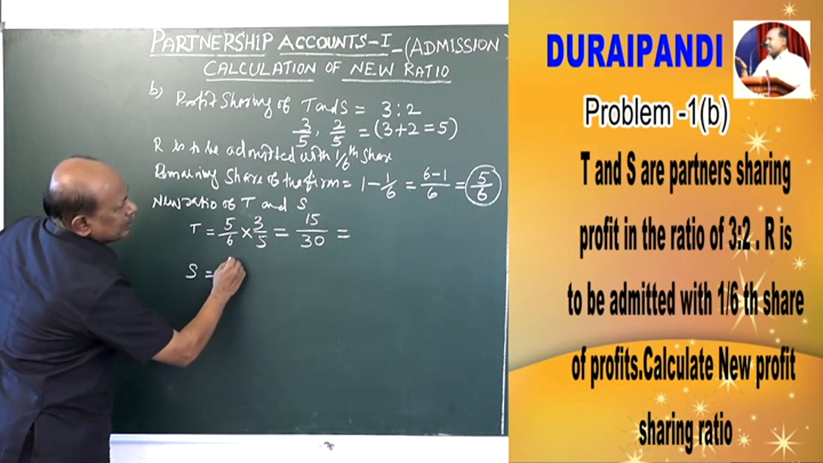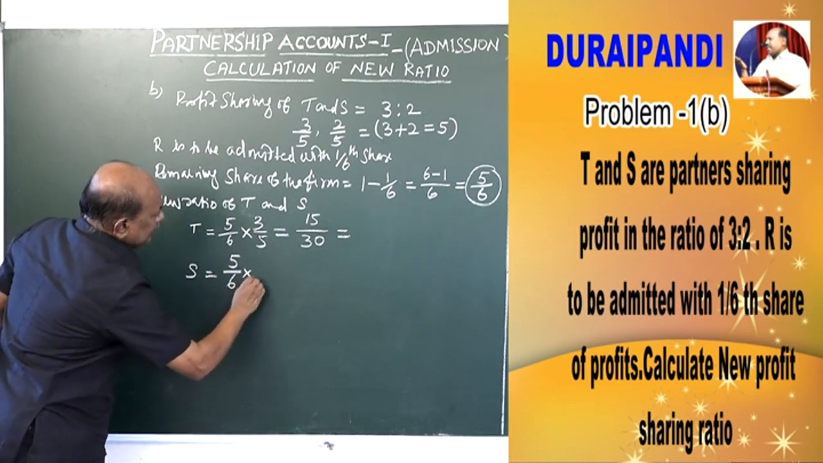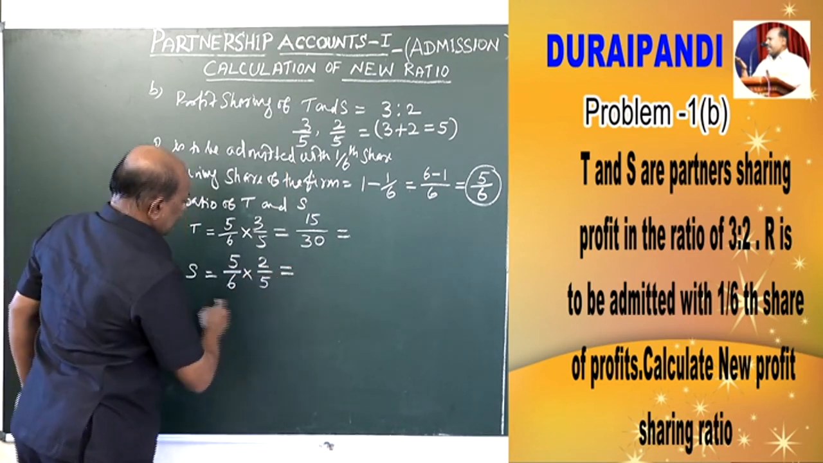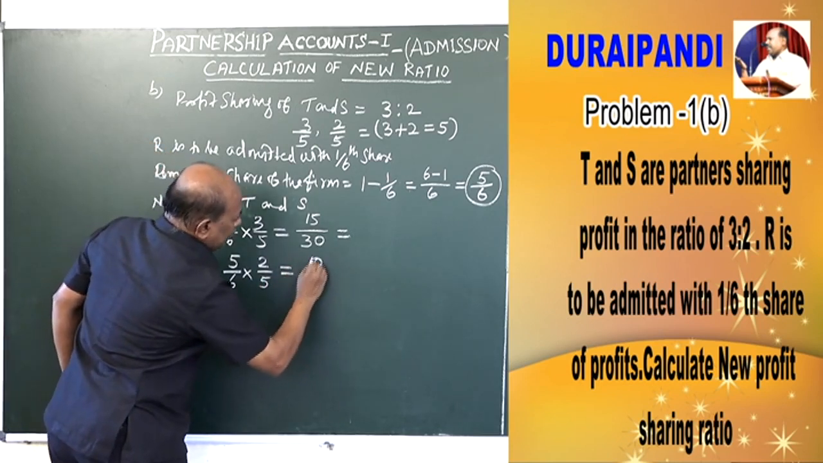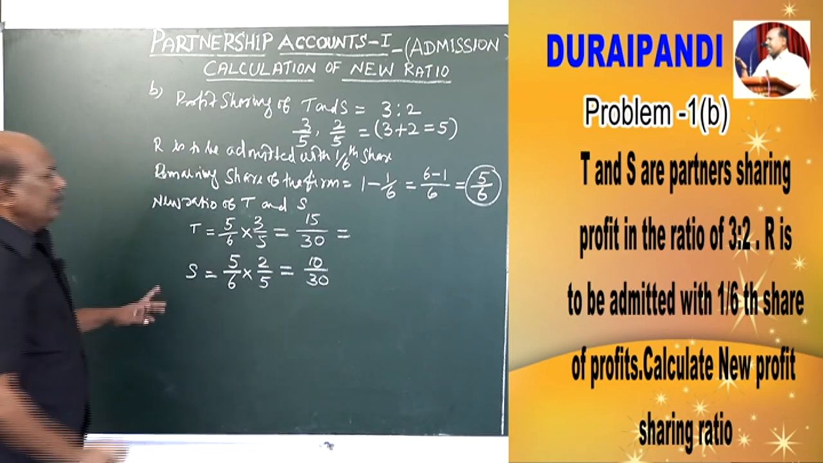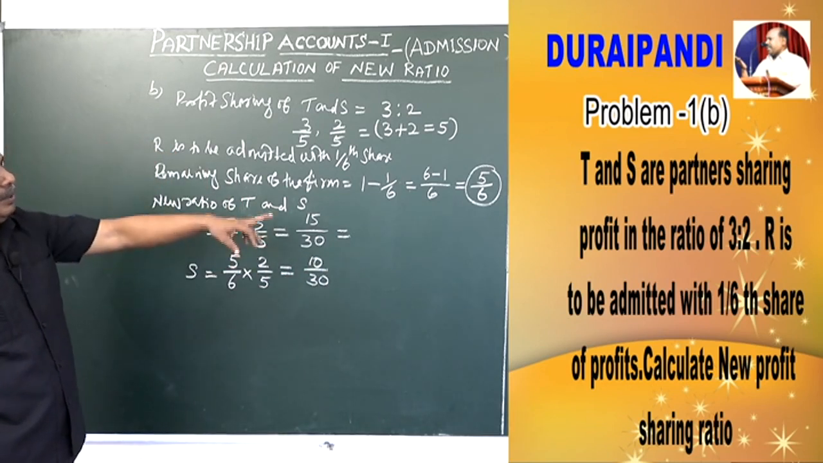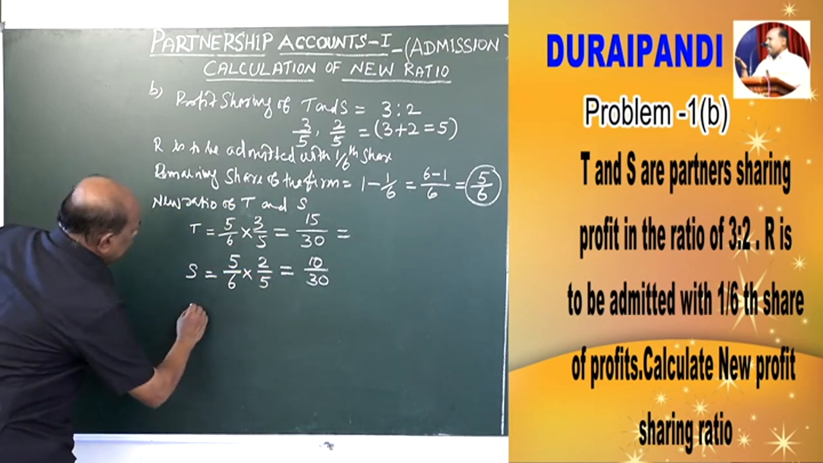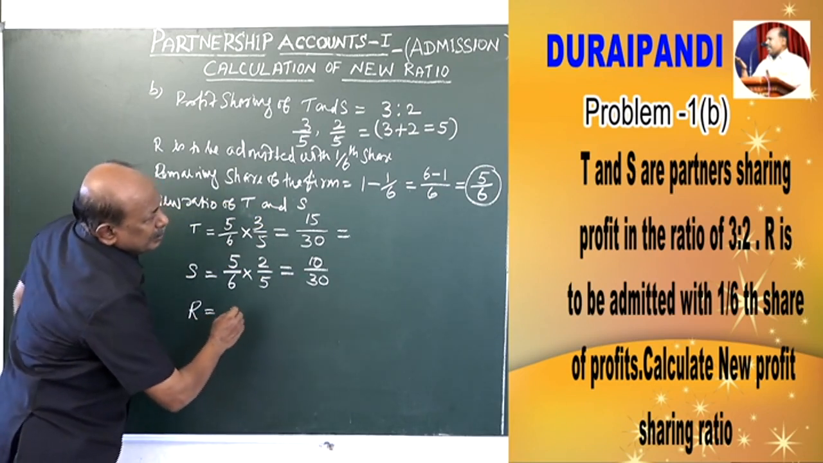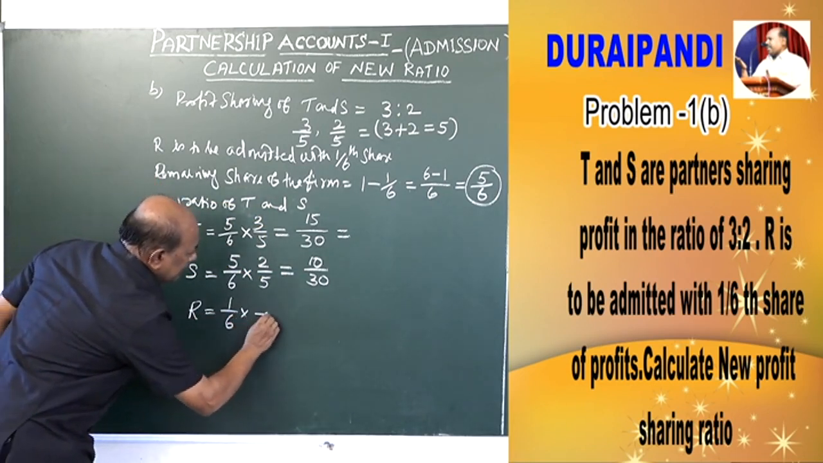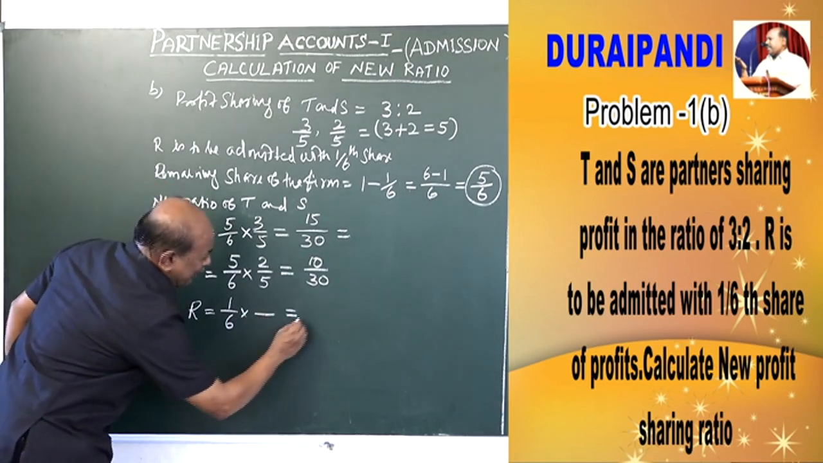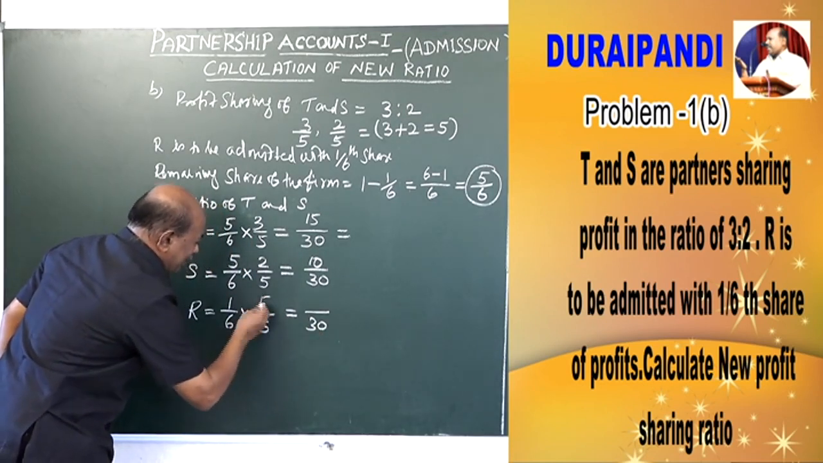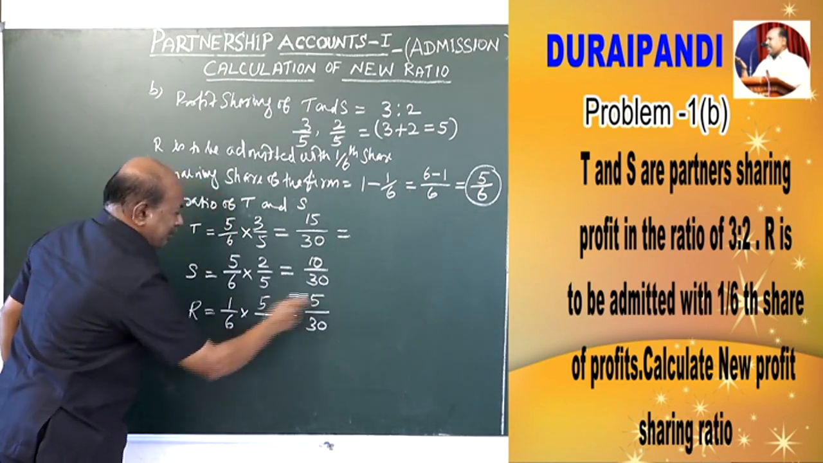Now for S, the remaining share was 5/6 into his share of profit 2/5. Now it is equal to 10/30. Here we have to make R's share of profit in 30ths. Now R is 1/6, make it an equivalent proportion, that is 30. 5 sixes are 30, the same 5 multiplied with the numerator, that is 1 into 5, 5.